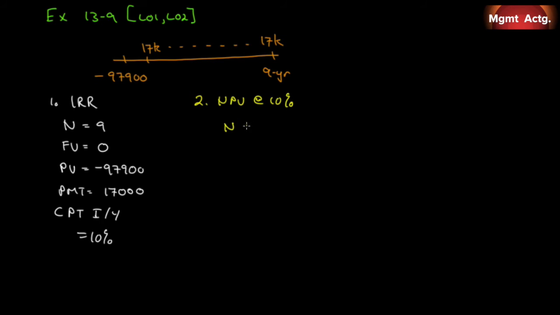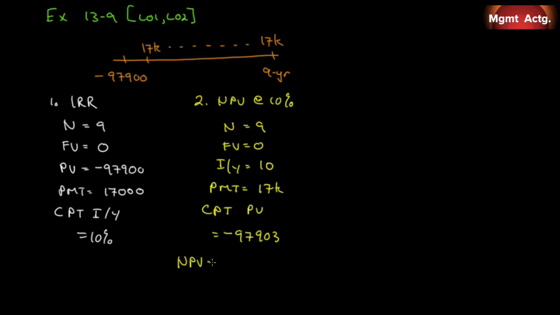So what do we need? We need our N, which we know is equal to 9. We need our future value, which we know is equal to 0. We need our IY, in this case, equal to 10. And we need our PMT, which is equal to 17,000. And we're going to compute PV. And for PV, we'll get negative 97,903, rounding off, so that our net present value is equal to 97,903 minus 97,900. You could say that's roughly zero. There's a difference of 3, but for rounding errors, we can basically call it zero.